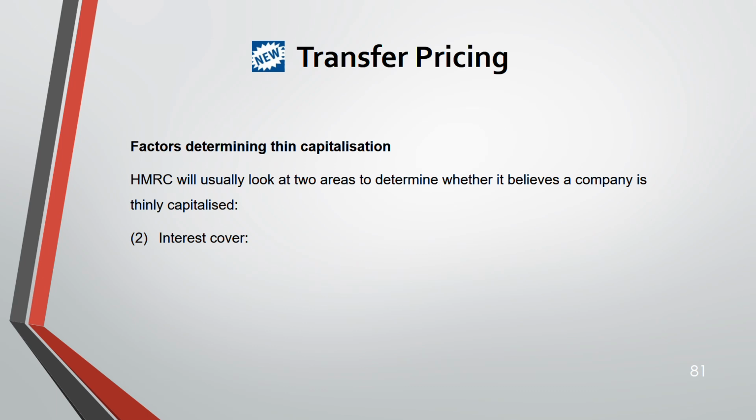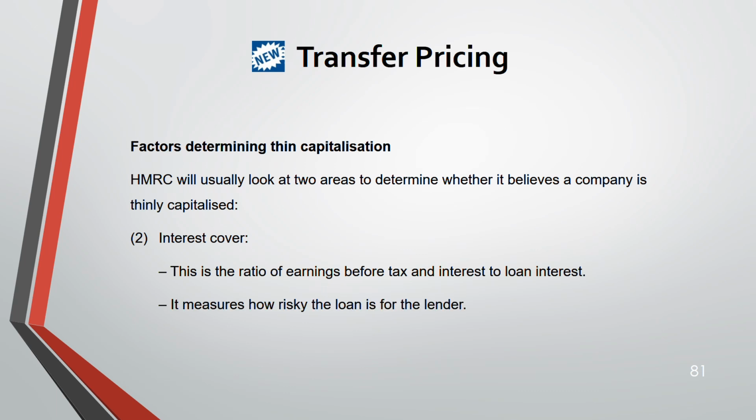Next is interest cover. Interest cover is a ratio. We all know that. This is how you calculate interest cover: earnings before interest and tax divided by loan interest. So you see what your earnings are before you deduct interest and tax, relative to your amount of loan interest. If the ratio is high, it's good. But if it's low, it's very risky. So interest cover measures the risk, how risky the loan is for the lender.